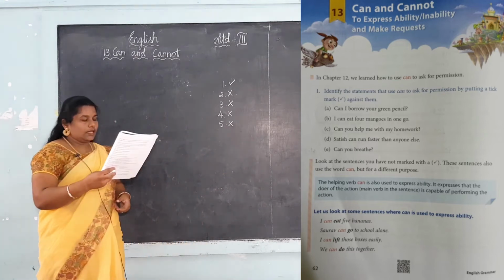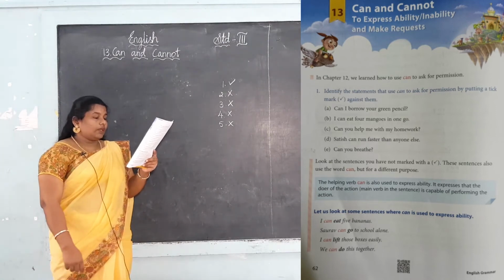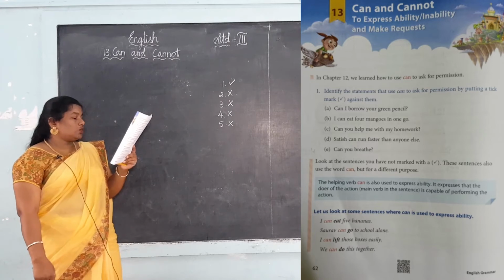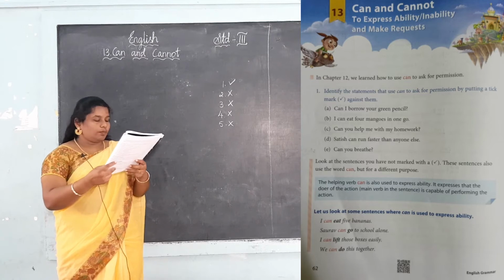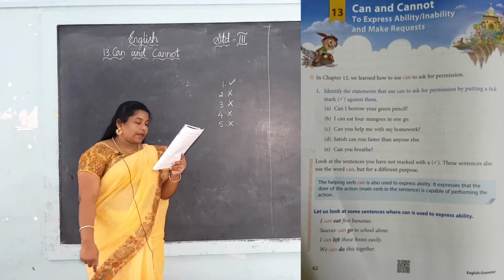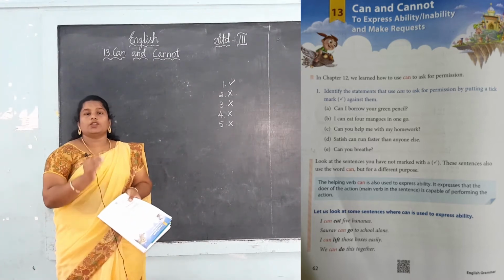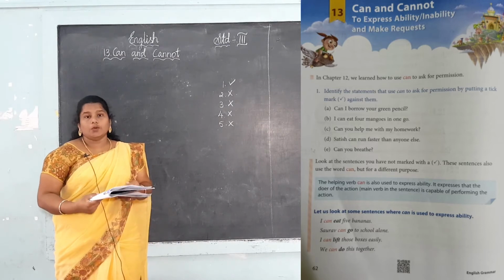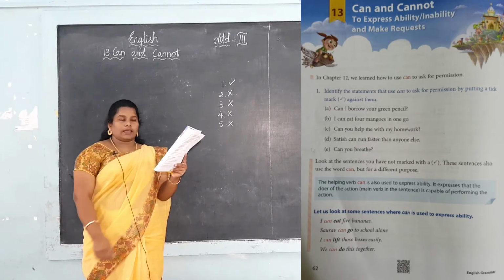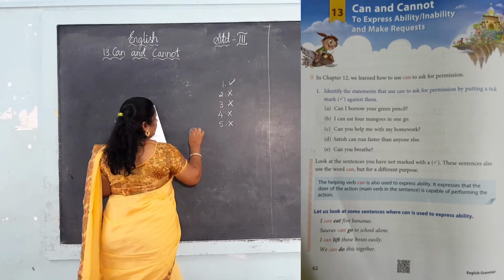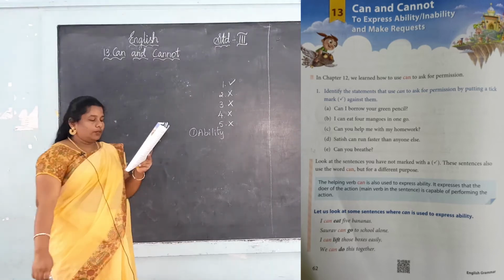Okay? See, look at the sentences you have not marked with a tick. Okay? A is where we put the tick. These sentences also use the word can but for a different purpose. Which means, see the blue box. The helping verb can is also used to express ability. Ability means "I am able to do it", for that we can use can. Okay, I can do this. Okay, so for this we want to use can. What is the first thing? Ability. For example, I can do this. Okay, for ability we are able to use can.